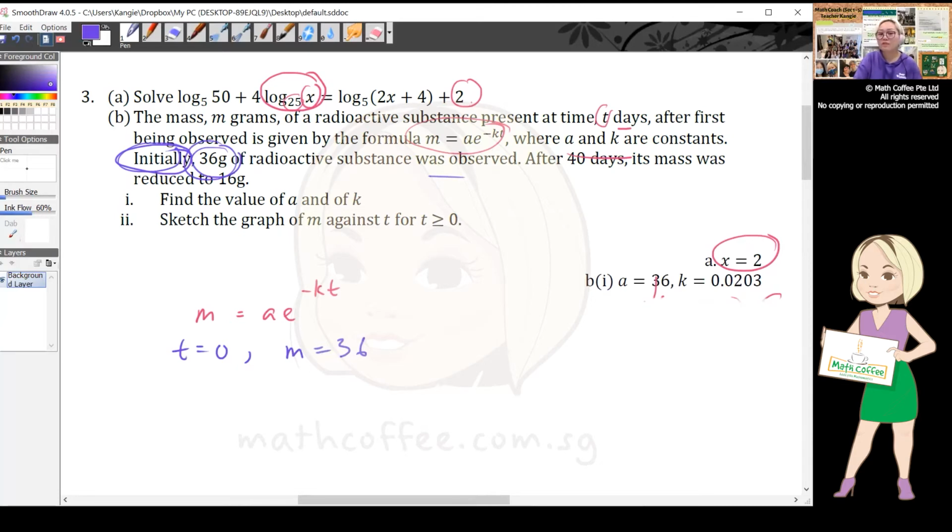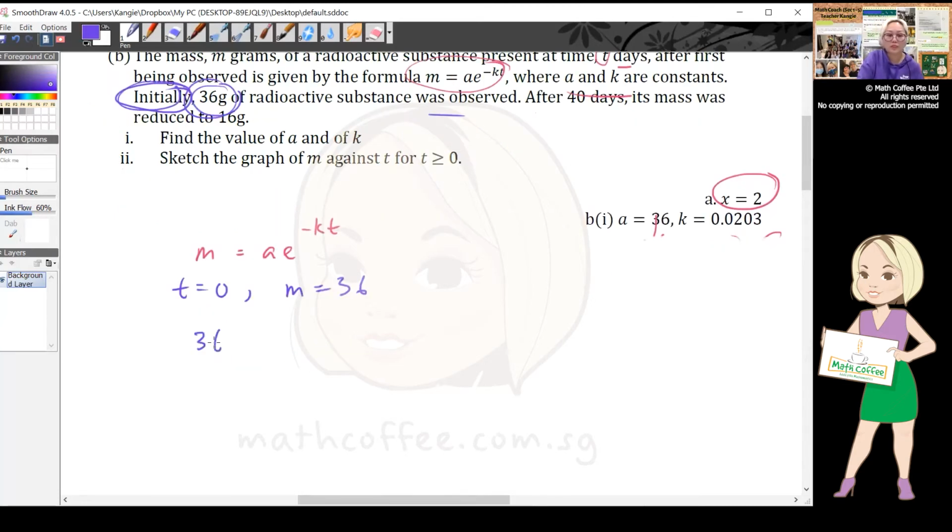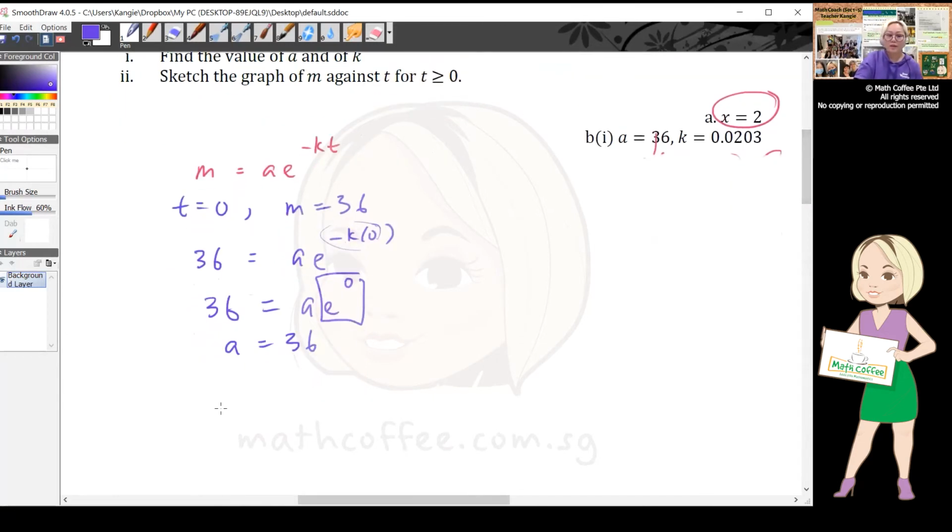Okay, so with this information, I'm going to sub it in. You will say, oh, so 36 is equal to Ae^(-k·0). And zero times anything is zero, so 36 equals Ae^0, and e to the power of zero is one. So in other words, I get A equals 36. So you see, I solved my A. And they mentioned A is a constant. That means it's fixed. So now my formula will change. It should become M equals 36e^(-kt). Okay?